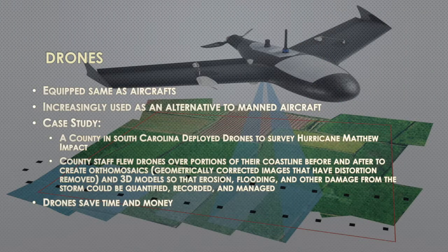Drones are also used and are equipped the same as aircraft. They are increasingly used as an alternative to manned aircraft. In one particular case study, a South Carolina county deployed drones to survey the impact of Hurricane Matthew. They flew drones over coastal areas before and after the hurricane to create 3D maps quantifying damages, flooding, and erosion. This saved time and money that would have previously been used for similar monitoring by aircraft.